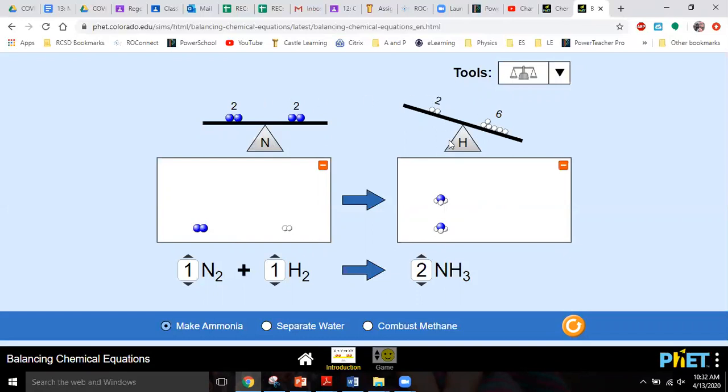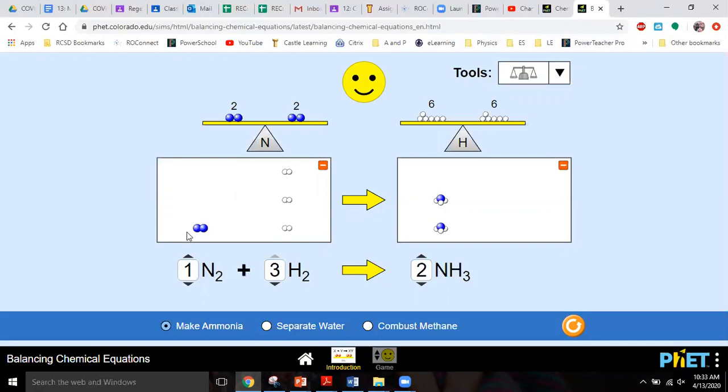Now I'm going to get the hydrogens to balance. To make 2 ammonias, I need a total of 6 hydrogens. 1, 2, 3, 4, 5, 6. So if I'm going to end with 6 hydrogens, then I need to start with 6 hydrogens. Right now I only have 2. That's not enough. That's only 4. That's 6. Now, this is a balanced reaction.